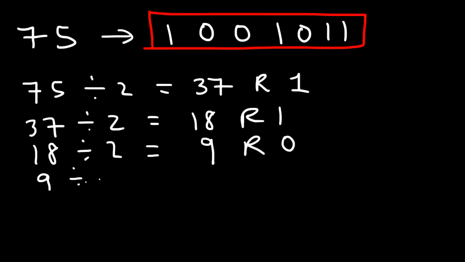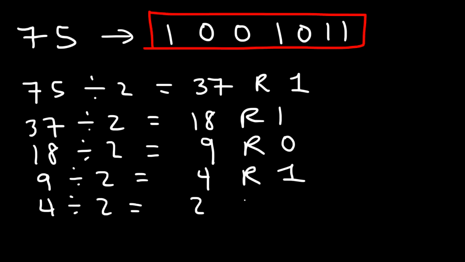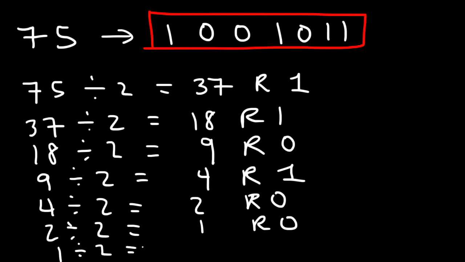And then 9 divided by 2 is 4.5, so we say it's 4, remainder 1. And then 4 divided by 2 is exactly 2, so it's 2, remainder 0. And then 2 divided by 2 is exactly 1, so 1, remainder 0. And then finally, 1 divided by 2, that's basically 0.5, so we could say it's 0, remainder 1. And then we stop here.